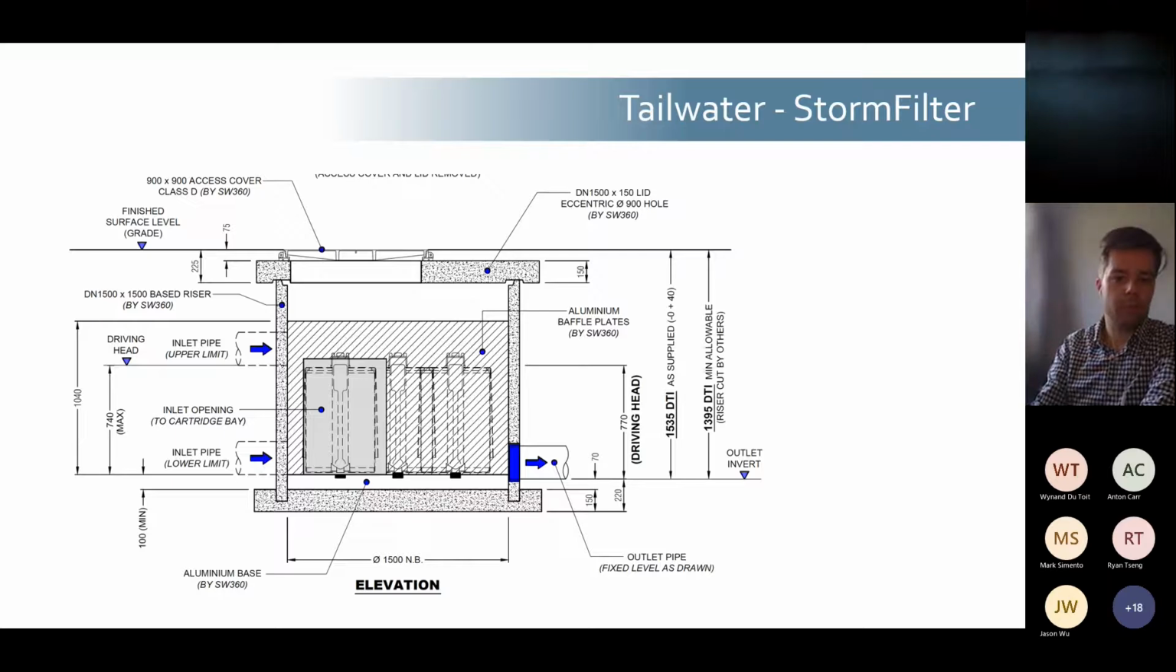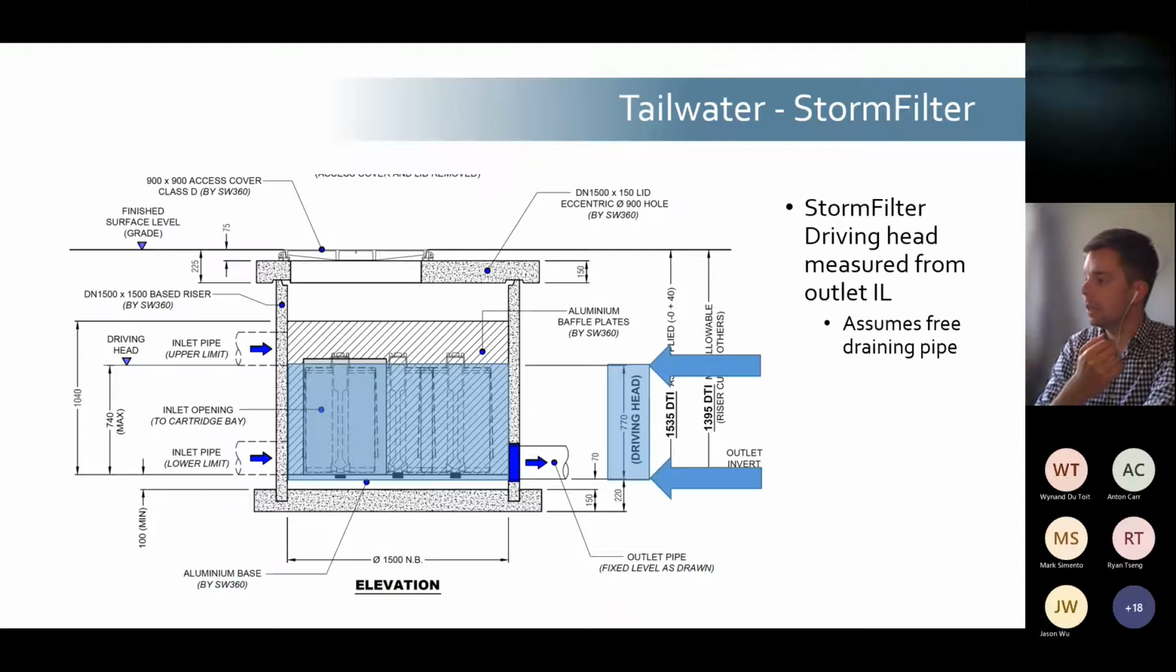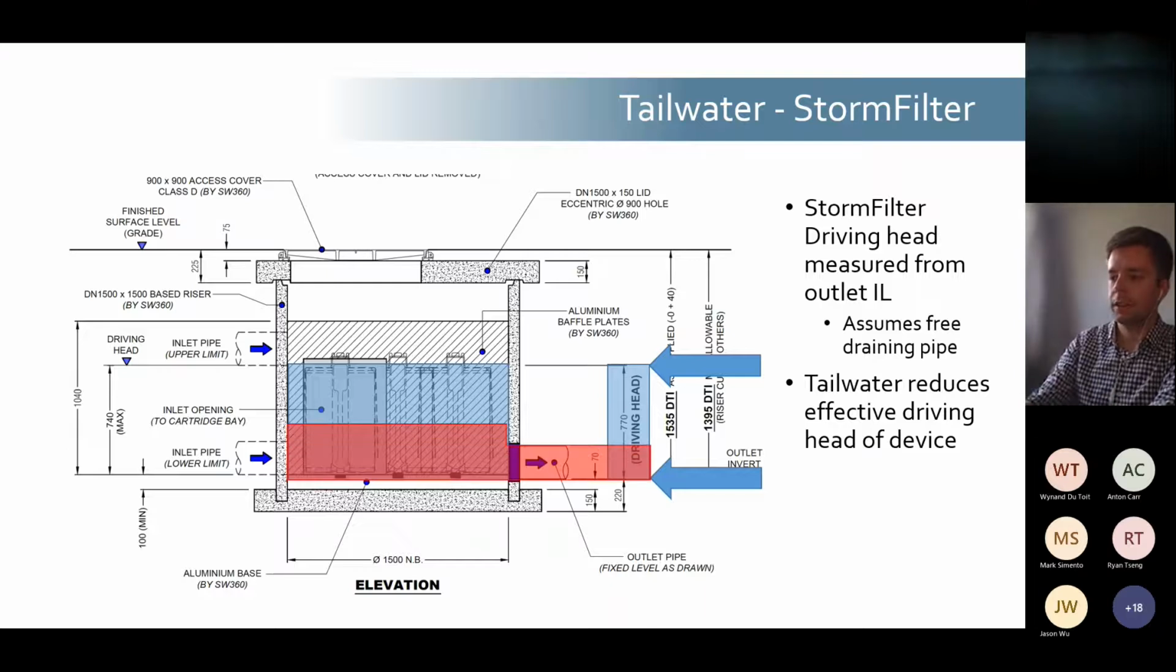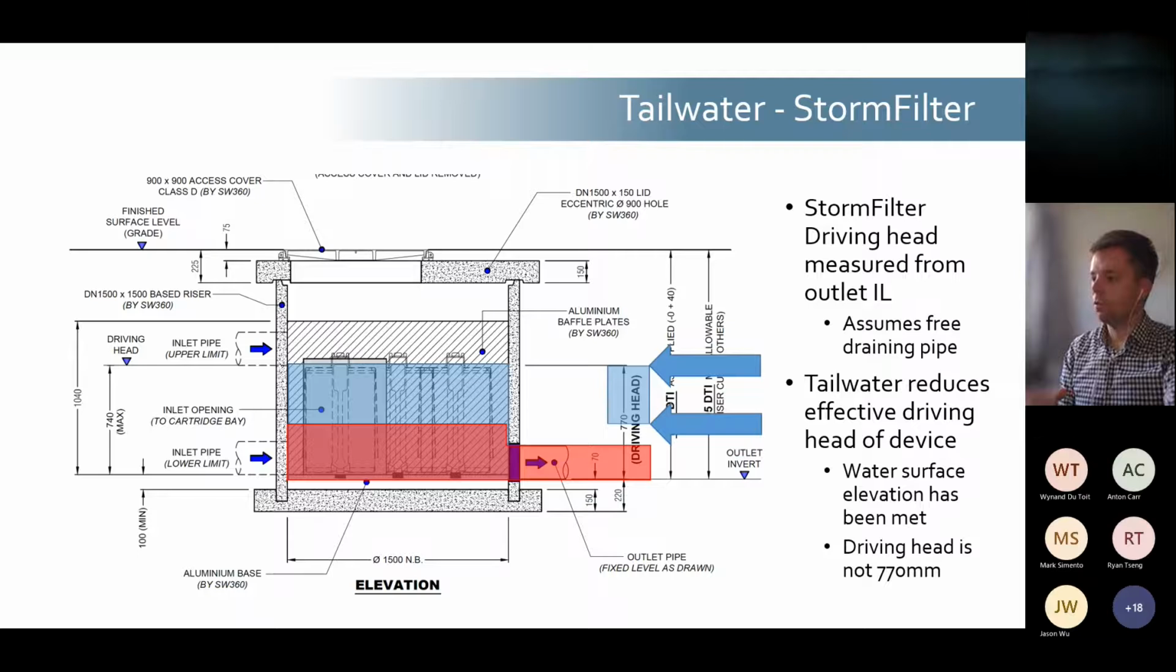So let's take, for example, a StormFilter. The StormFilter has a driving head, in this case, of 770 mil, and that assumes a free draining outlet pipe. Tailwater, though, reduces the effective driving head of the device. So if there's tailwater, say, from a downstream detention tank, that'll impact onto the device, and then you reduce your effective driving head. If you have a driving head of 770 mil, your water surface elevation may have been met to pop the cartridges and start the siphon action, but the driving head will be reduced from 770 mil by whatever the tailwater is.